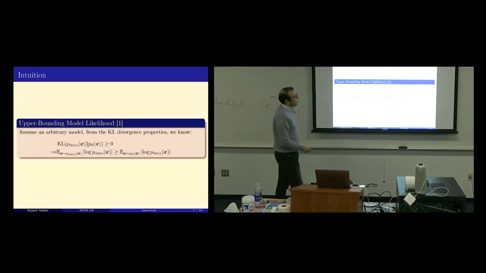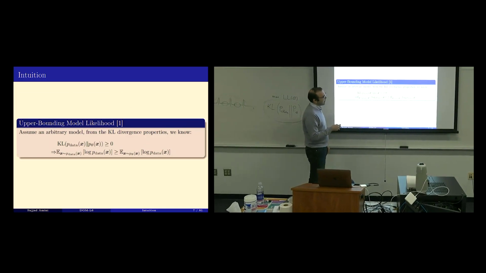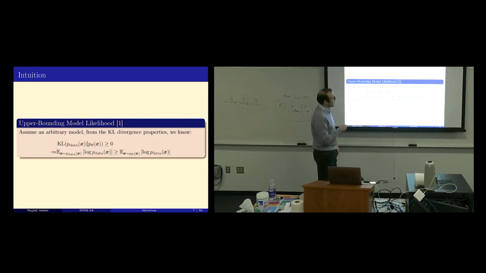Now we want to find an upper bound. The upper bound can be easily calculated. We know that the KL divergence between the data and model distribution is positive, so this relation is valid.